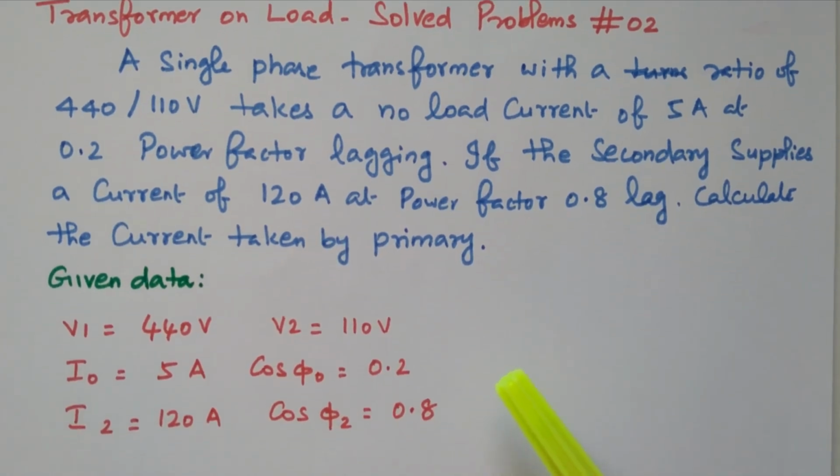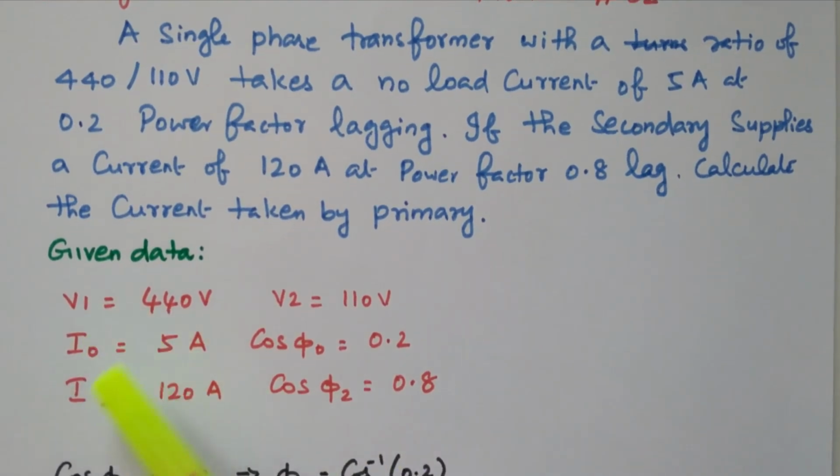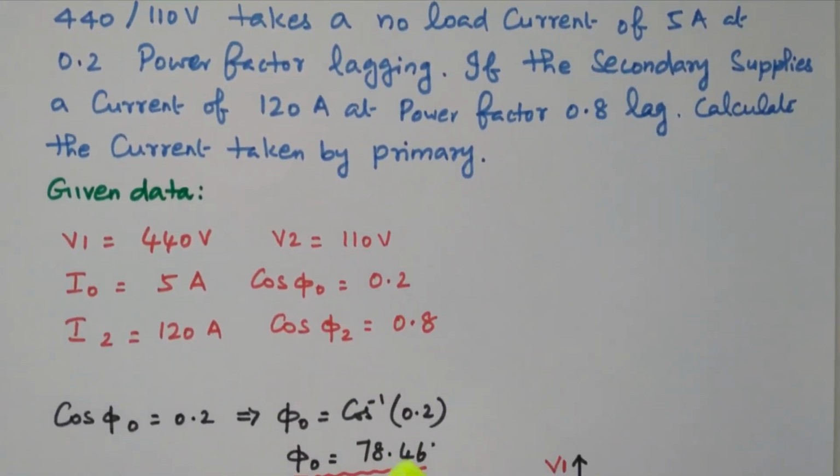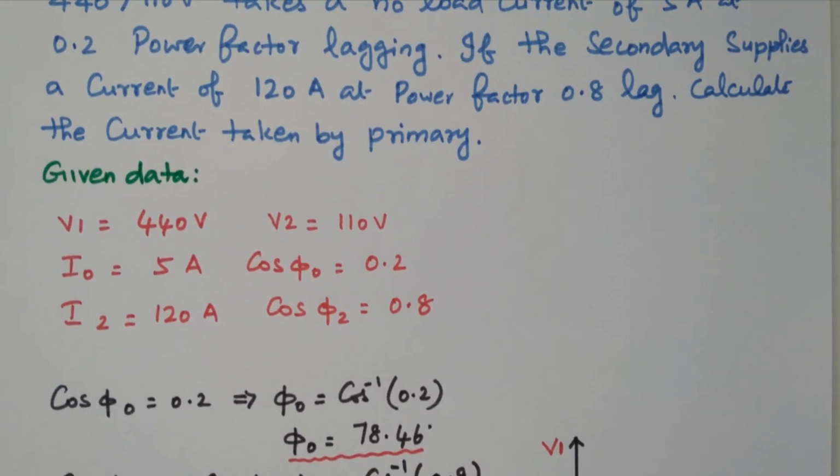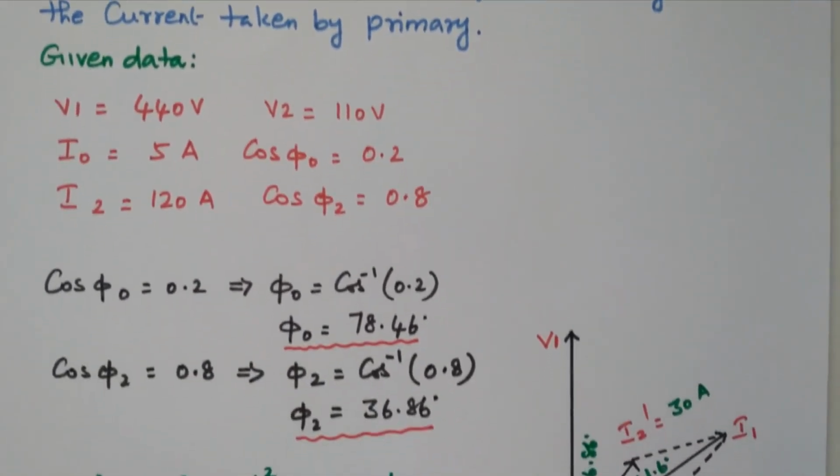By analyzing the given data, V1 equals 440 volt. The primary voltage is 440 volt and V2 is 110 volt. Then I0 is 5 ampere, the no load current. For that the power factor cos φ0 equals 0.2. Under the loaded condition, the current taken by the secondary is I2 equal to 120 ampere, and the corresponding power factor cos φ2 equals 0.8. So the voltage is available, and the no load and full load currents are also available. We need to find the current taken by the primary winding.